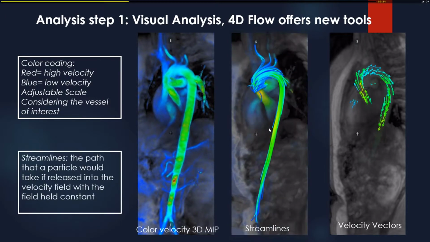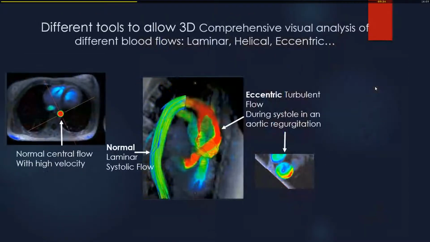You have streamlines here. This is the course a particle would take if released into a velocity field. So you can really see the course of the particle in the blood and where it goes, and it's incredible. And you have velocity vectors. This is also very interesting because you can see the direction of the particle in the blood flow. These different tools allow a comprehensive visual analysis of the different blood flows.